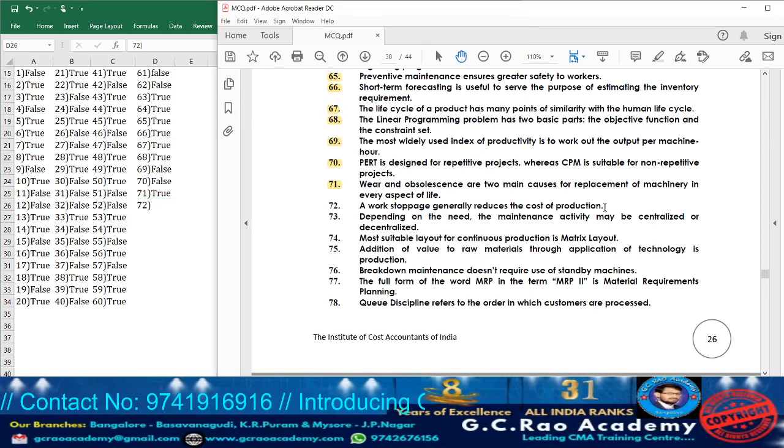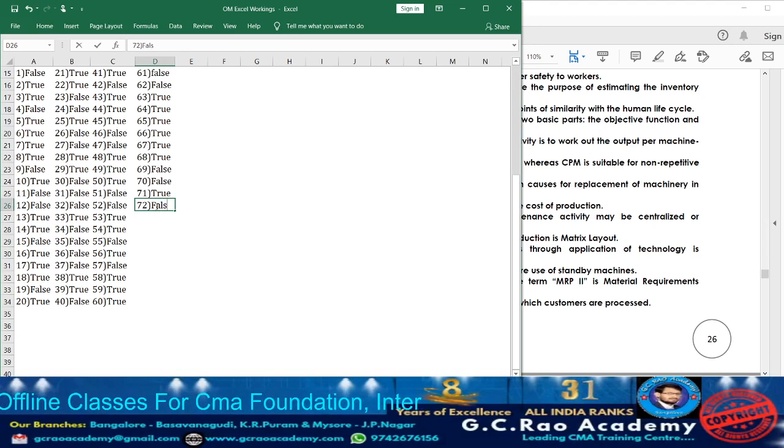Now moving on to statement 72. What they are telling? A work stoppage generally reduces the cost of production. False. Usually the work stoppage, what happens? It is going to increase the cost of production. So accordingly, the statement is false. So take down false.